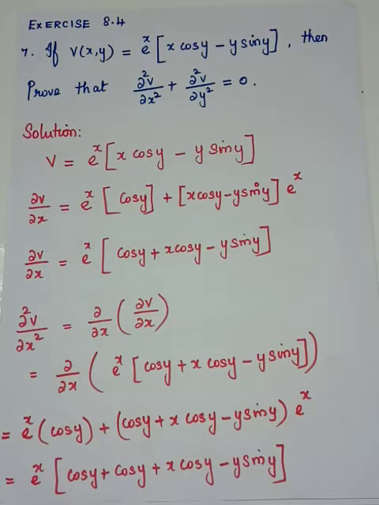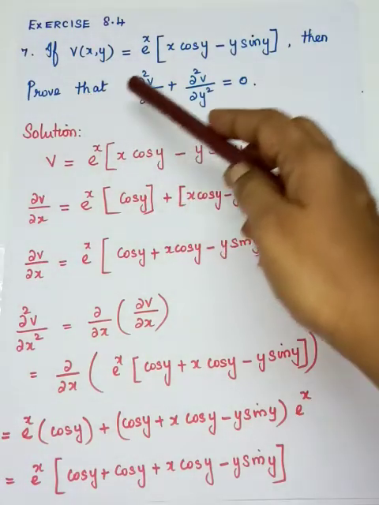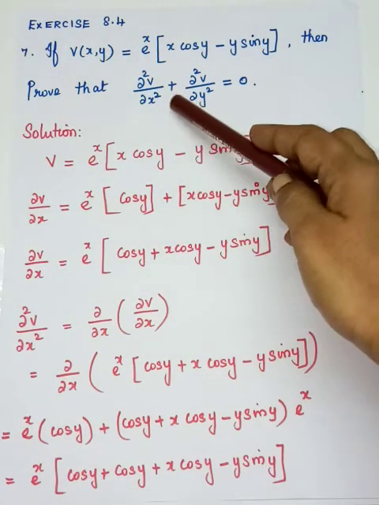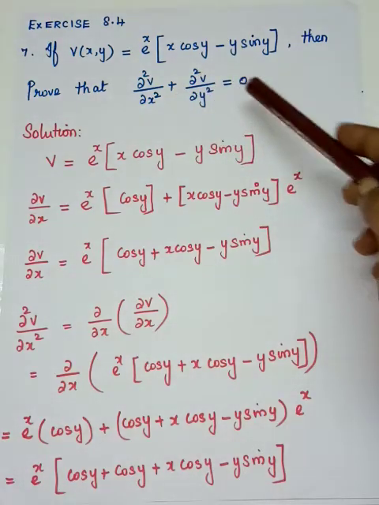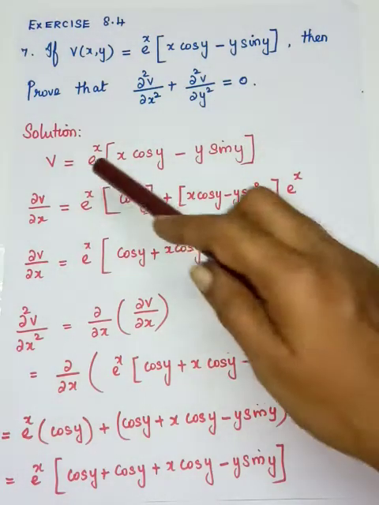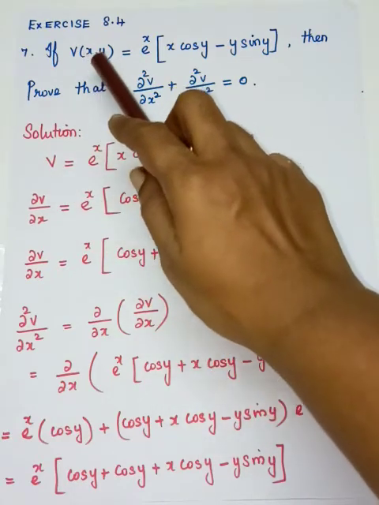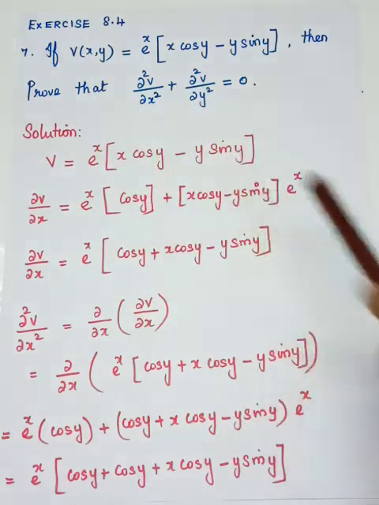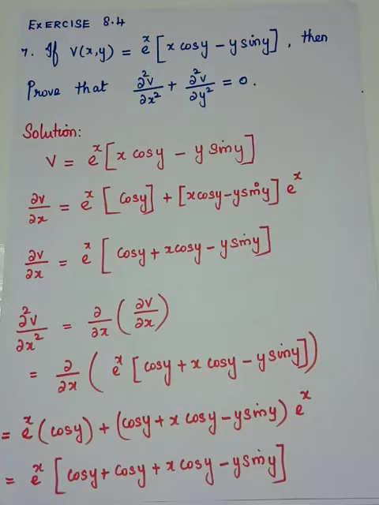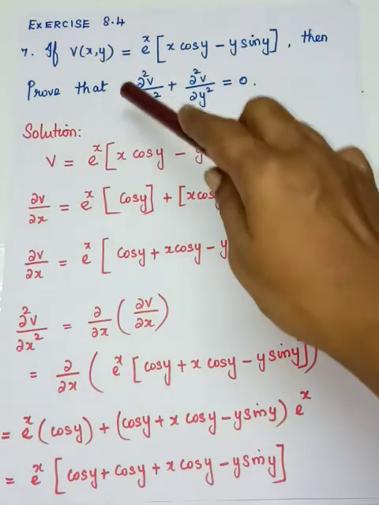If v of x comma y is equal to e power x into (x cos y minus y sin y), then prove that ∂²v/∂x² plus ∂²v/∂y² is equal to 0. You take the function v. It is a function of two variables x and y. So x and y are both independent variables. So we have to prove this result.